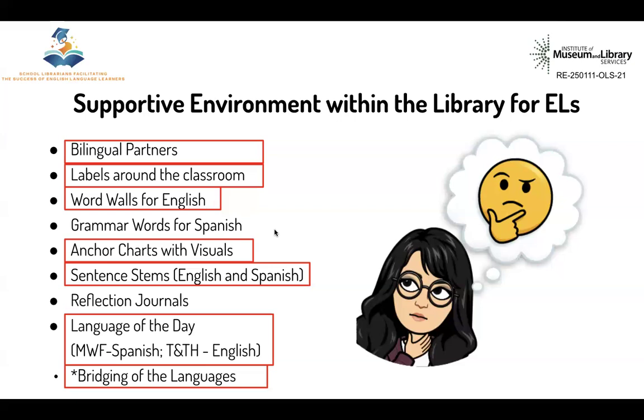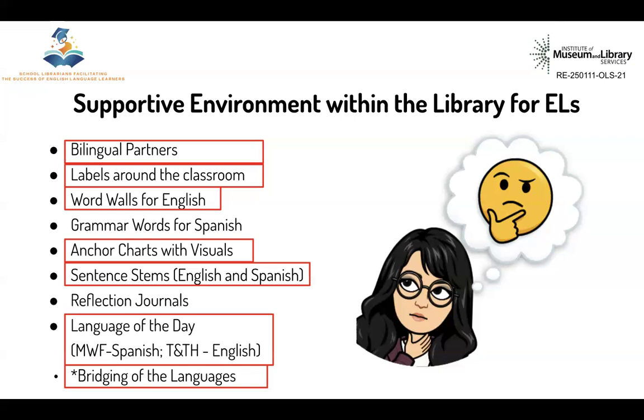Not so much the grammar word walls for Spanish, but I can definitely see myself doing that every now and then if need be. Anchor charts with visuals, I can see myself doing that within the library as well. And then sentence stems for sure, in English and Spanish, because we want to ensure that students are able to begin sentences and complete sentences, speaking in complete sentences in English and Spanish accordingly. And then the use of language of the day, I could also see myself emphasizing those things as well.